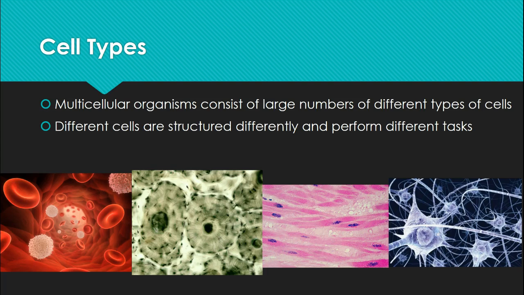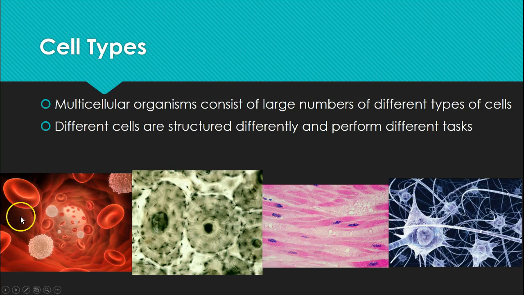So not all cells are the same. We have different cell types that have different functions. So this only really applies to multicellular organisms that contain large numbers of different types of cells. And these cells are structured differently and perform different tasks.